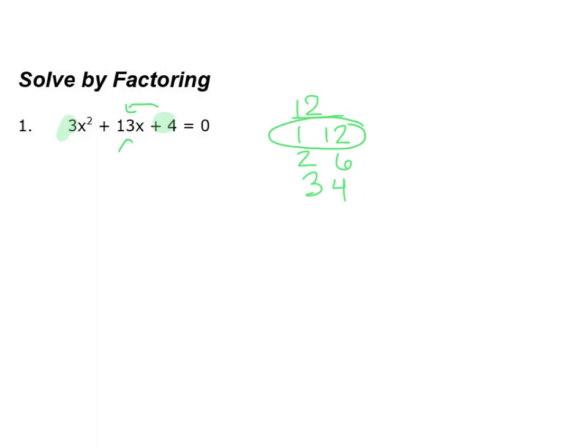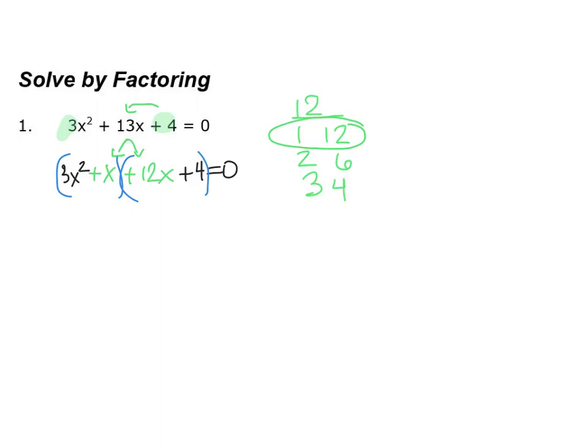So what we're going to do is rewrite 13x as a 1x or x plus 12x. So positive x plus 12x gives us 13. The 3x squared is still out front. The plus 4 equals 0 is still there as well. From here, we're going to input parentheses over the first two terms and the last two terms.